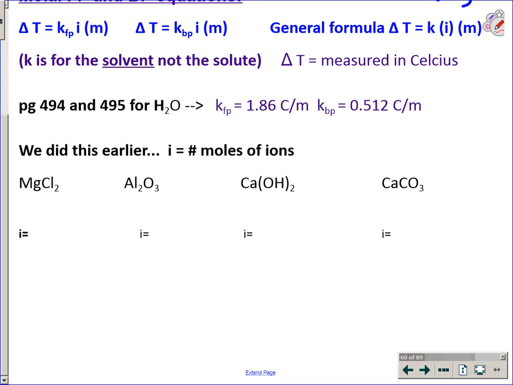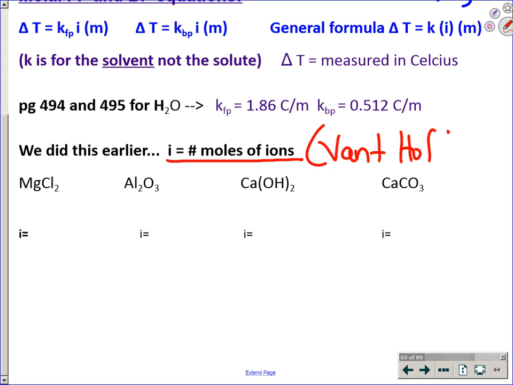So i stands for the number of moles of ions, which is also named after a scientist. You know, all scientists like to name some things after themselves. It's called the Van 't Hoff factor. Guess who named it? Van 't Hoff, you smart cookies.